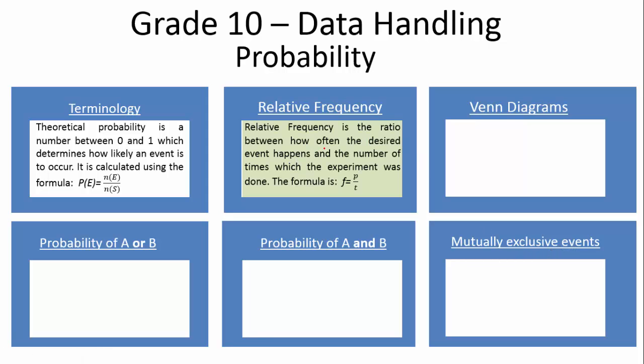Relative frequency is the ratio between how often the desired event happens. What is your desired event? Remember, that is P. And the number of times the experiment was done. Remember, that's your trial T. So P over T is our frequency. Remember that. Remember our previous example where we knew that the probability of an event was the number of desired outcomes over the number of possible sample spaces. Watch that video if you are confused.